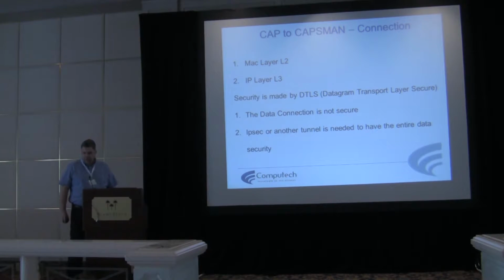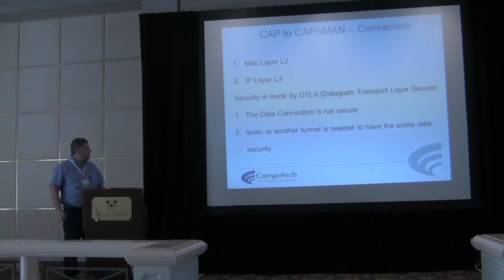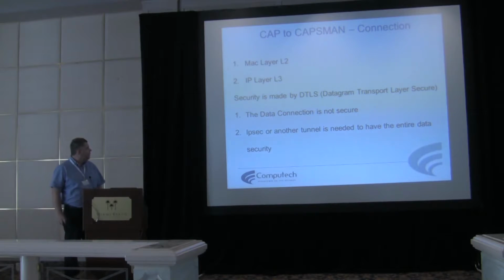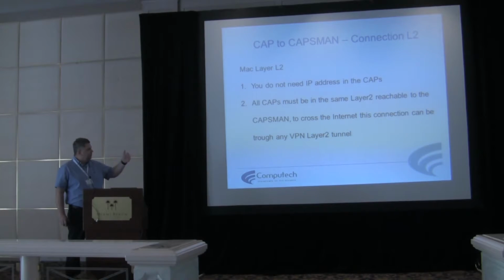The connection is made using MAC layer 2 or IP layer 3. The data connection is not secure, so you need to use a tunnel to guarantee the security between them. Basically in layer 2, you don't need an IP address in the CAPs, in the remote guys. All of them must be cable connected in the same layer, or connected to layer 2 over a VPN tunnel.